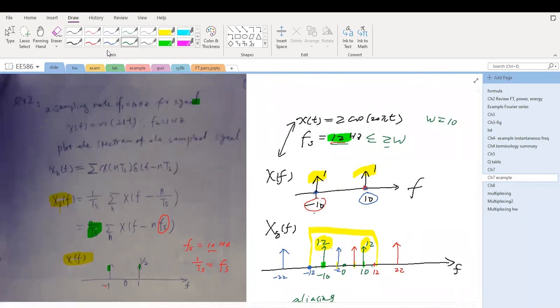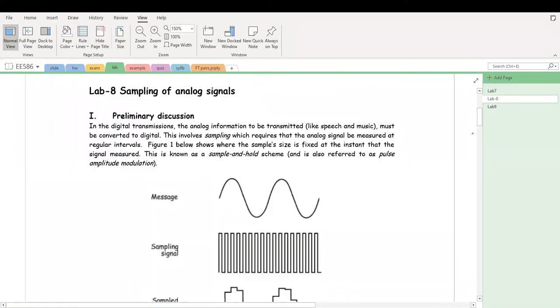And this can be justified because we know that the bandwidth for the continuous time signal is 10 Hertz. The Nyquist rate should be at least 20, but we sample at 12. So it is below the Nyquist rate, so we cannot recover the original signal back from the samples. In the lab, we're going to look at the spectrum of the sampled signal to observe the aliasing. We're going to recover the original signal using the low-pass filter.